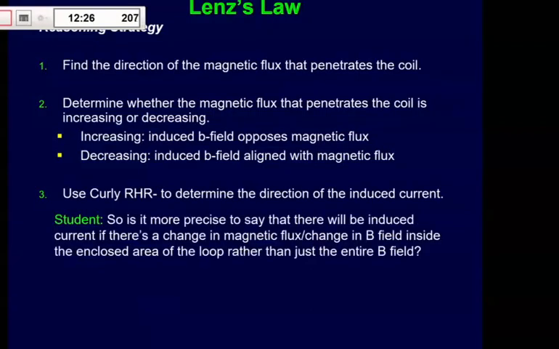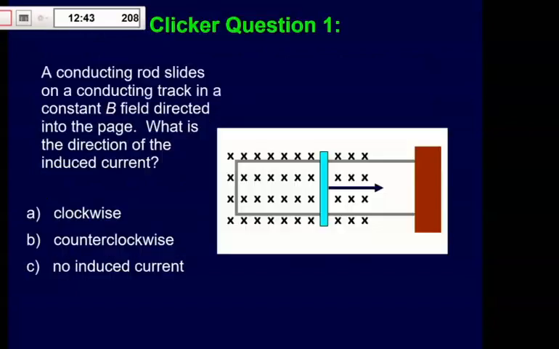And so a question from last night: is it more precise to say that there will be induced current if there's a change in the magnetic flux, a change in the B field inside the enclosed area of the loop, rather than just the entire B field? Yeah, I would agree with that. We're looking at the flux through our loop in the particular system that we're talking about.